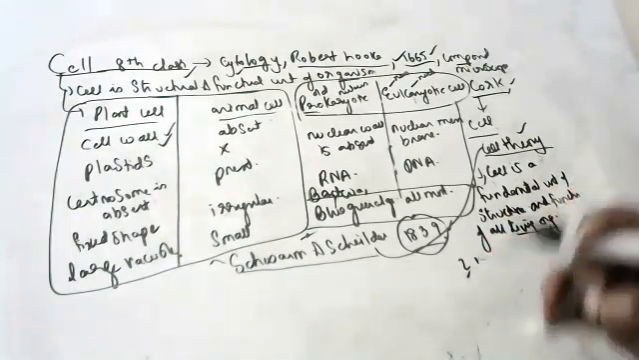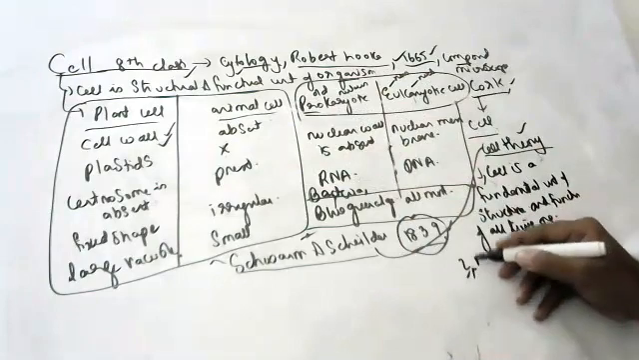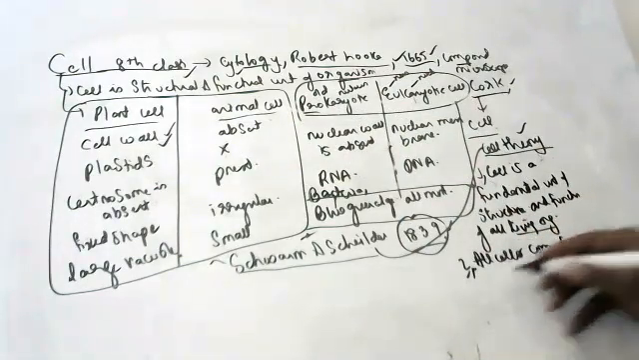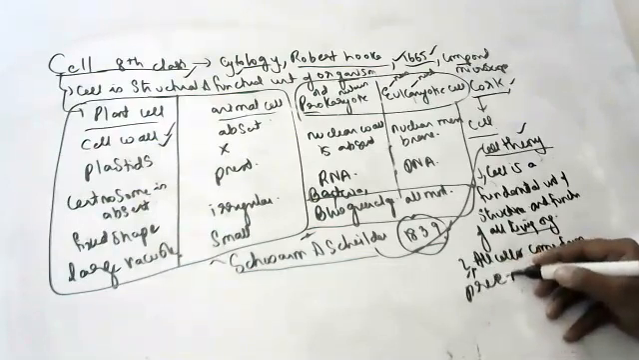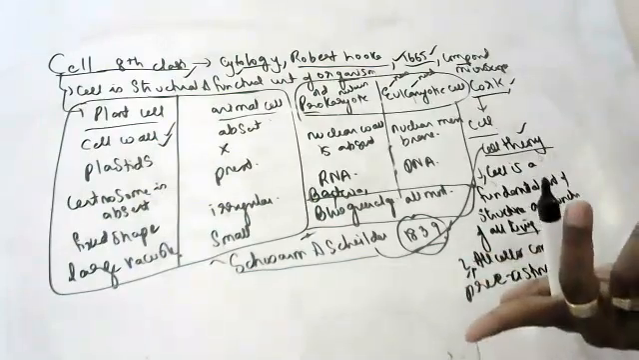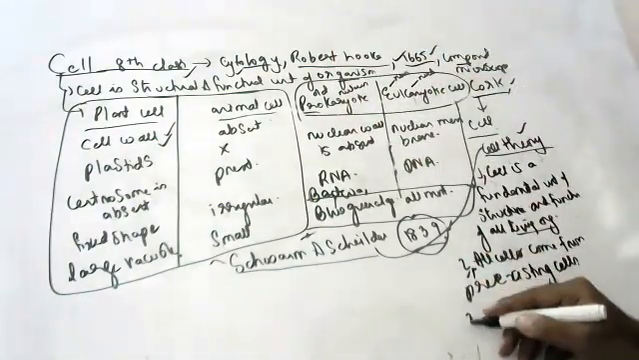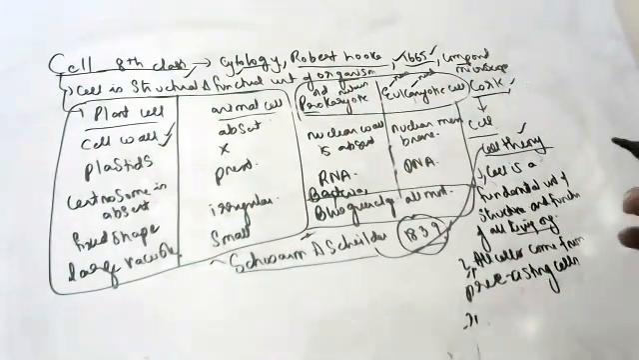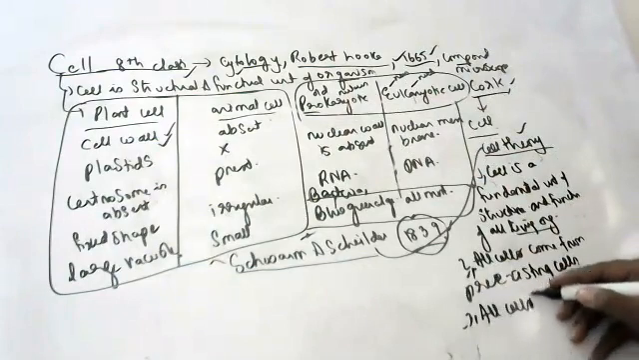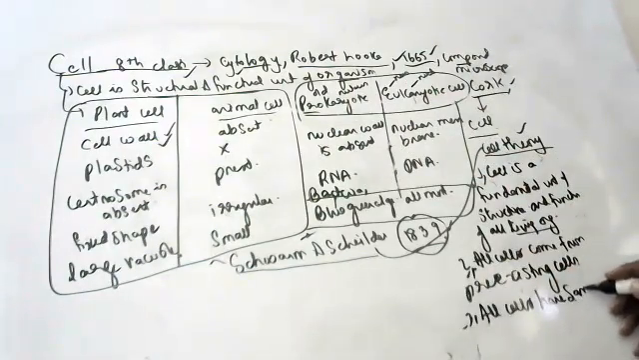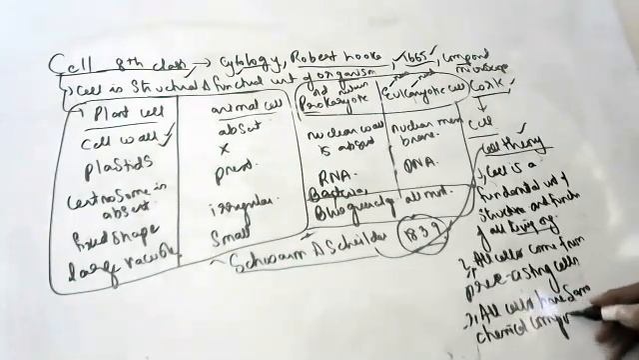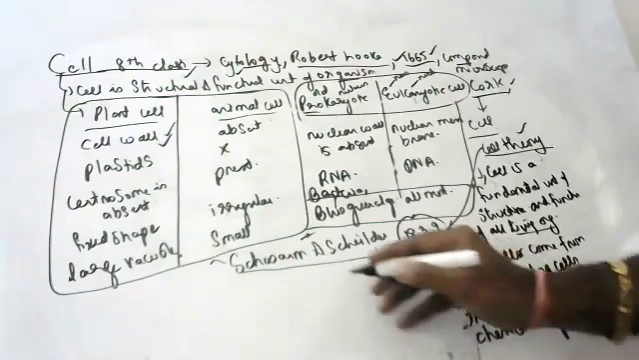Then, all cells come from pre-existing cells, he said. All cells come from pre-existing cells, which means cells divide and give rise to new cells. They won't come from ancient, old cells; they form new cells. All cells have the same chemical composition.